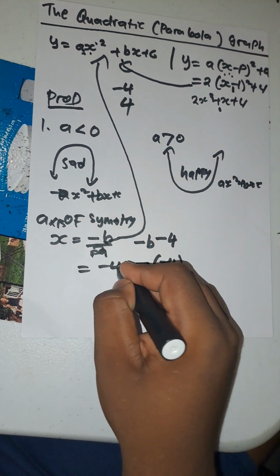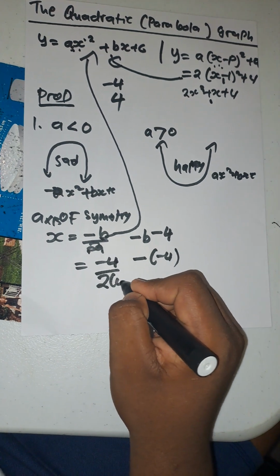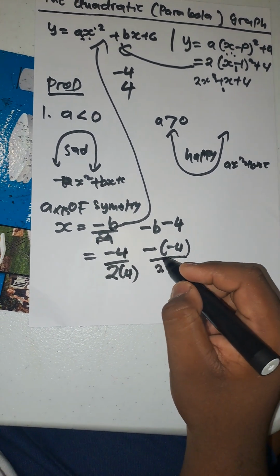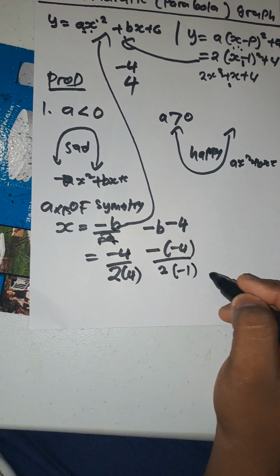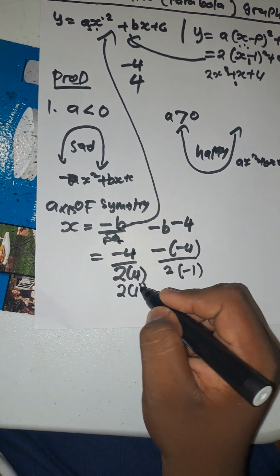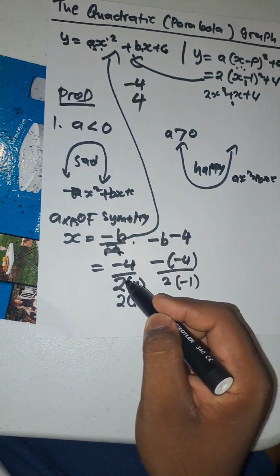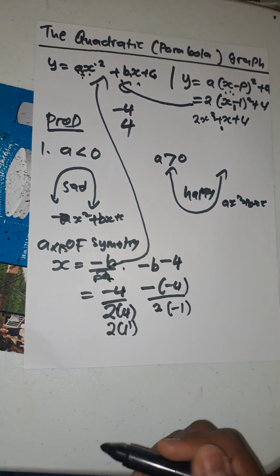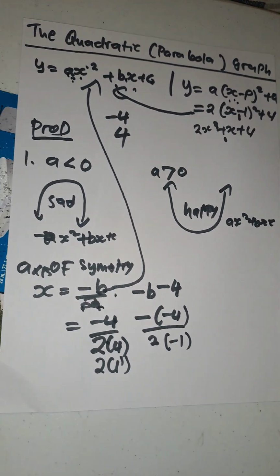Then 2a: if my a is 2, you say 2 times 2, which is 4, there. Boom, you're done. If my value for a is negative, you're going to say negative. If my value for a is positive, you just say positive. So you just take your values there, simplify them, and put them in the equation. Now let's move on.